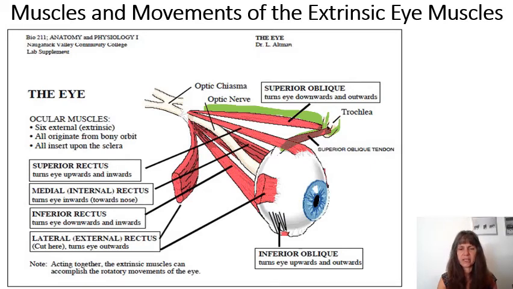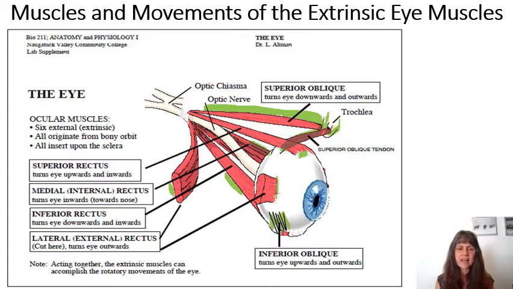Here's inferior oblique. It attaches at an angle. That's why they're named oblique muscles, because of the angle at which they attach. Here we have superior rectus, lateral rectus, which has been cut over here. This guy right here is medial rectus. And then we have the inferior rectus down here. So 6 extrinsic eye muscles.